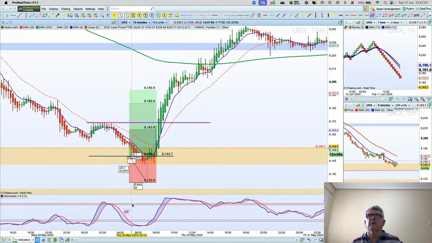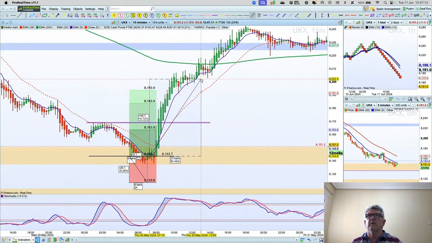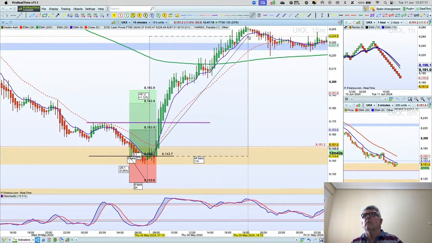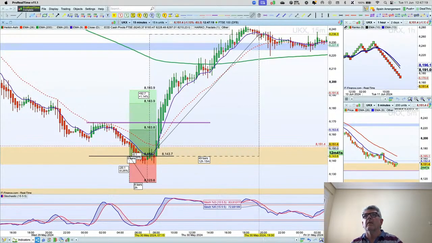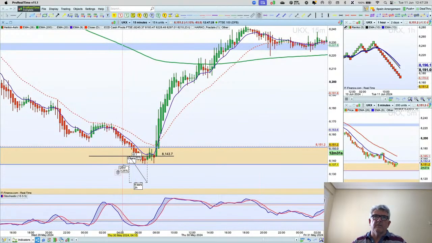If you go back on the YouTube video, it explains about how to do all this as well. This particular one would have been a 20 pip stop. And if you wanted to run it using the last video that we put out about maximizing profits, it would have come out there. So that would have been 92 pips. So 4 and a bit percent there. So that's how you walk the dog, being aggressive.